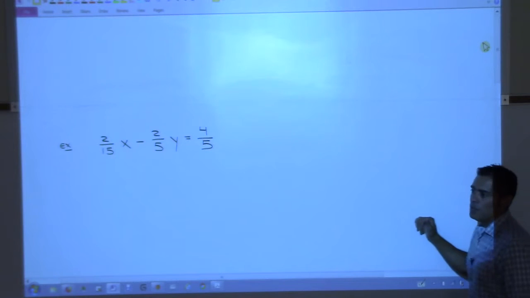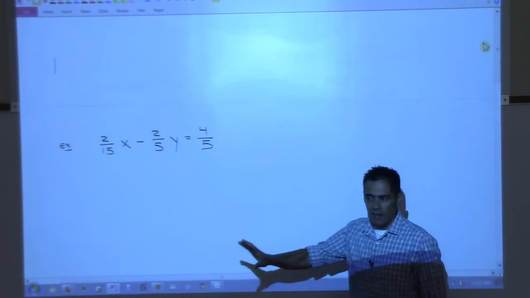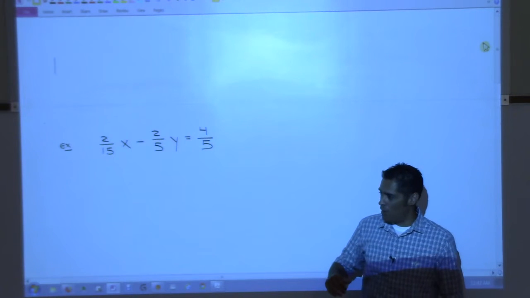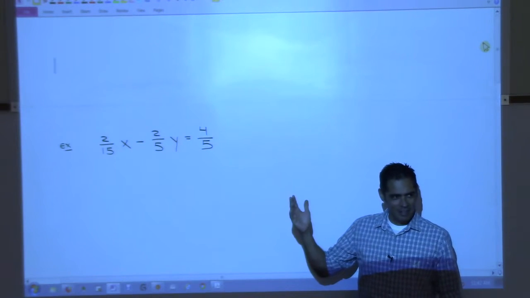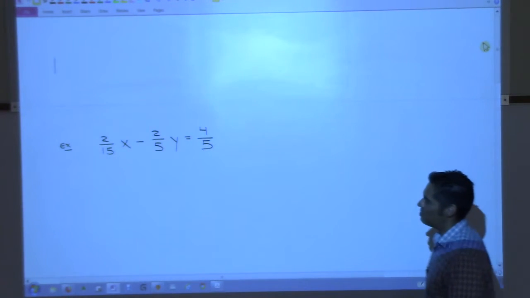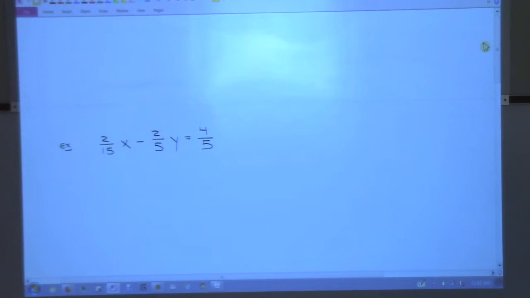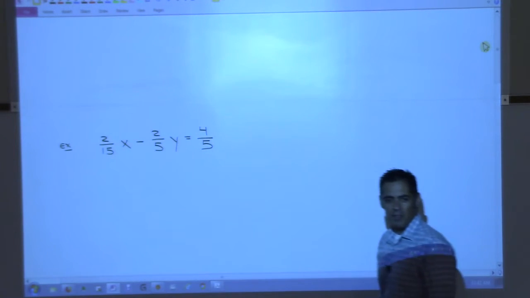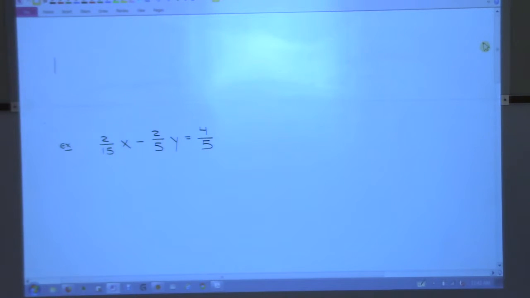How many of you want to do the intercept method? That means you're not going to solve for y. Intercept method? Okay. How many of you want to solve for y? Really? Okay. Interesting. Okay, so I'll do what the majority of you want to do. And then I think I'll convince you after that that the other way would be much cleaner.